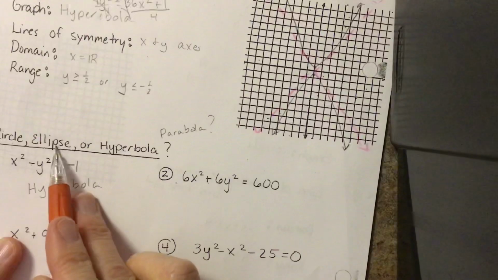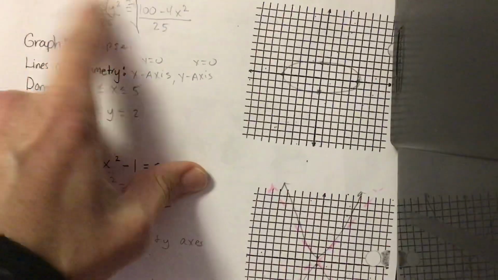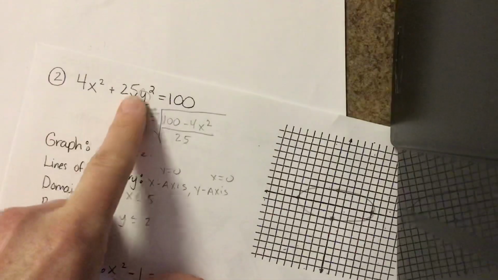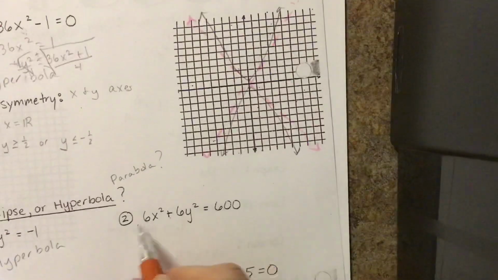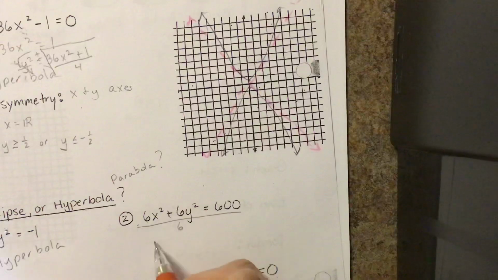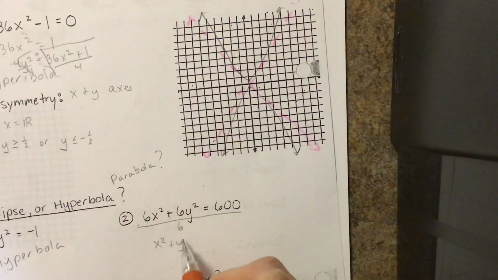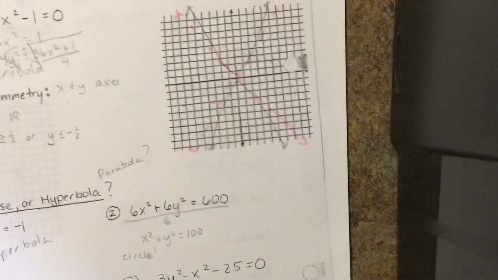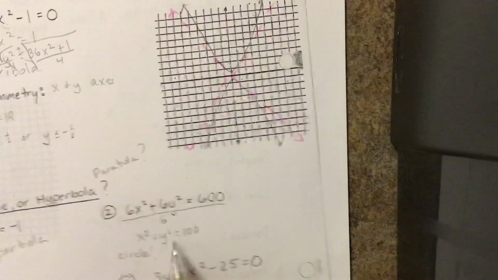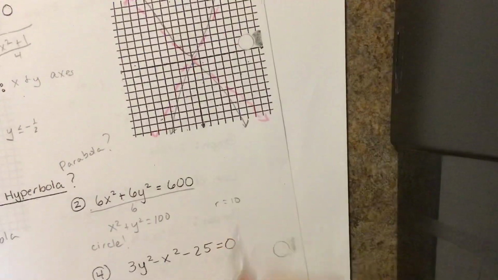Circle or ellipse. Look back up at the ellipse. Coefficients are different numbers. Here, coefficients are the same number. If I divided this all by 6, I'd get x squared plus y squared equals 100. This is your basic circle, the most basic conic section. All right, center at 0, 0, and the radius would be 10.